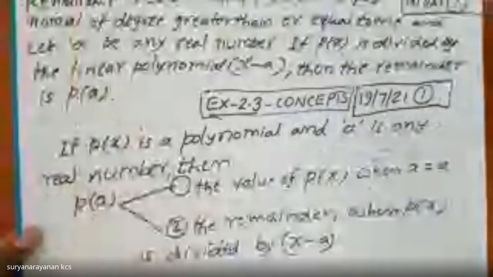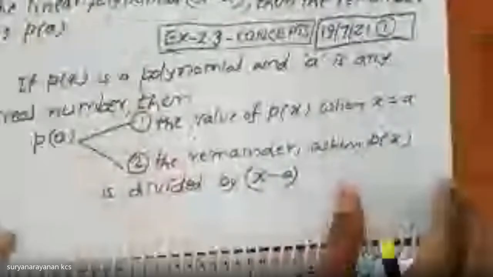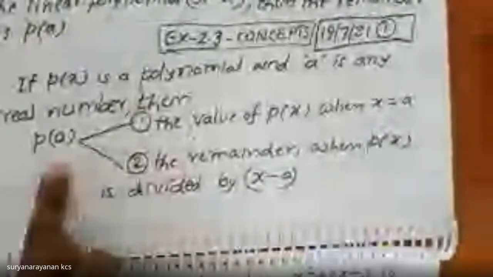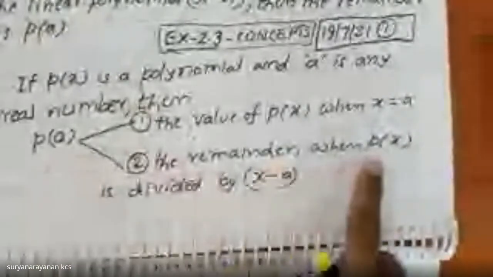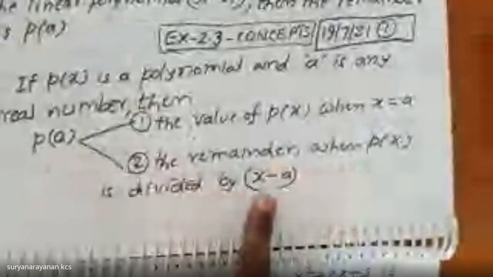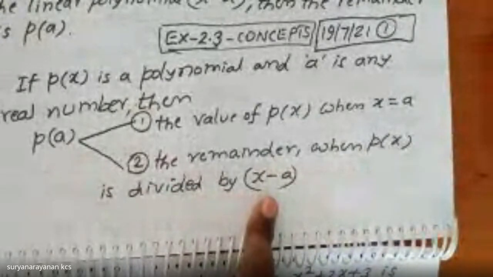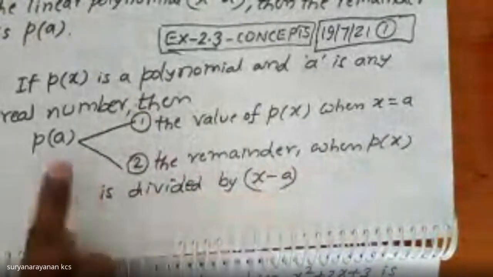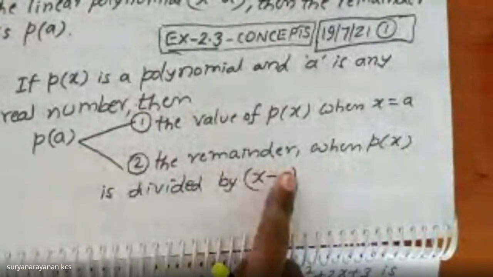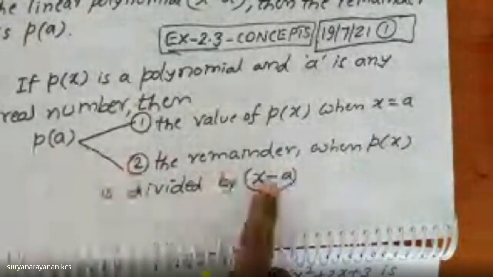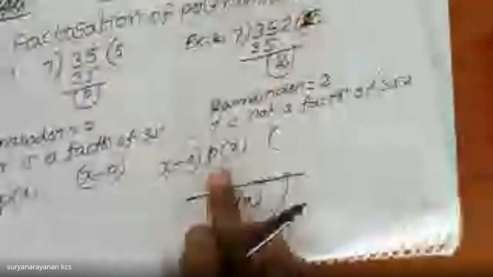See here, remember this point: P of a denotes the remainder when P of x is divided by x minus a. Are you forgetting these points, my dear children? Don't forget. I asked the same question: if you divide a polynomial P of x by x minus a, what is the remainder? P of a is the remainder.